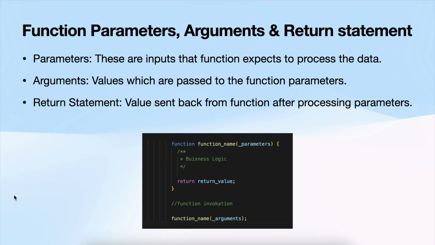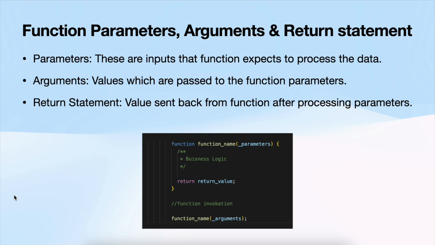While learning JavaScript functions, there are certain things that we need to understand. Those things are function parameters, function arguments and the return statement in functions. So what are parameters? As we discussed earlier, functions are like machines. Machines accept some input from the user, process it and give us certain output. In the case of functions, what are the inputs? The inputs are nothing but the parameters. Parameters are the inputs that a function expects to process the data.